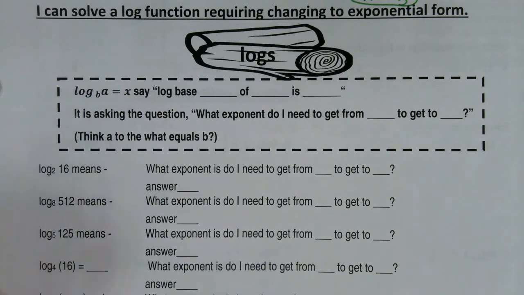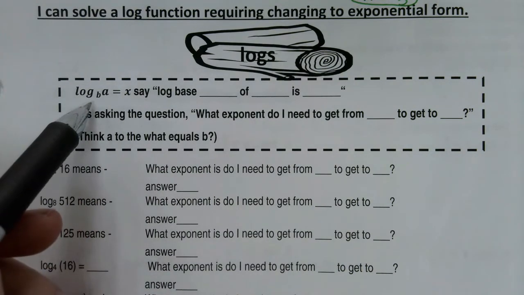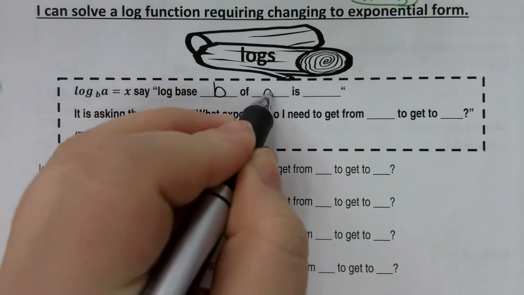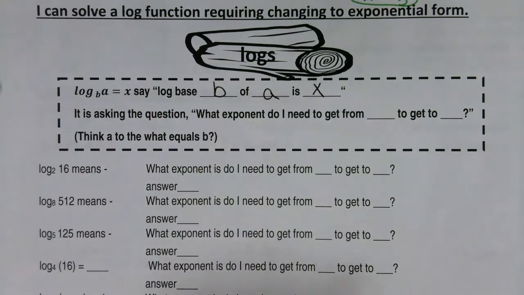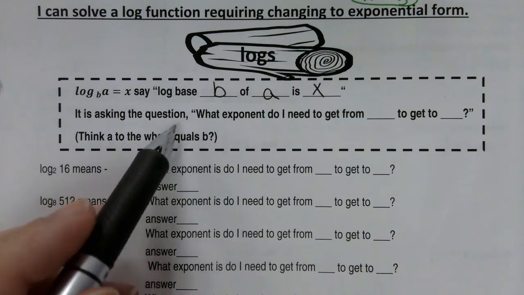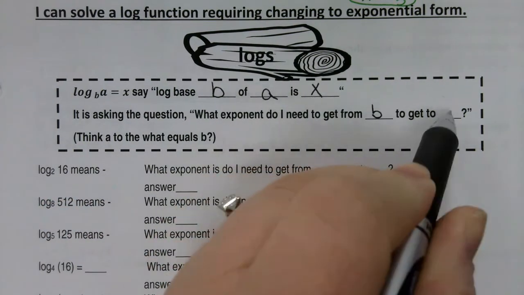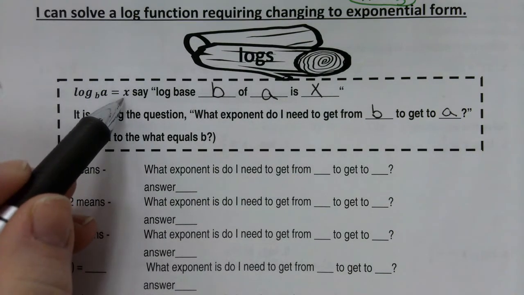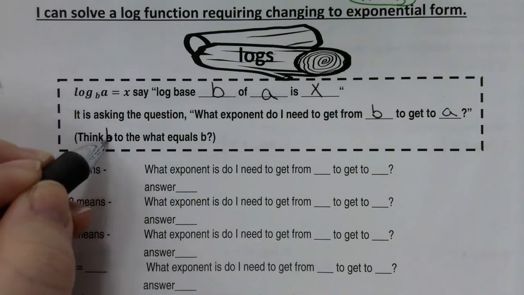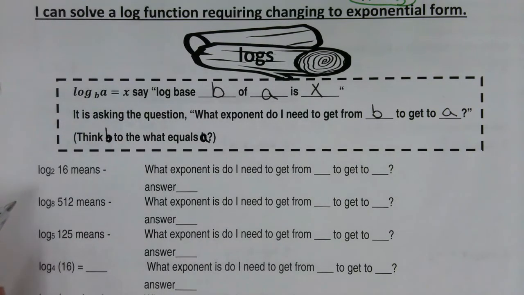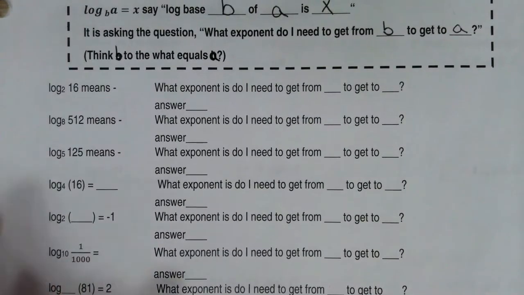So a log that looks like this, a log equation, we would read this as log base b of a is x. And it's just asking a question. It's asking what exponent do you need to get from a base of b to get to a? And the answer would be what it equals, x. Or you could rethink to yourselves, b to the what equals a. So let's practice that a little bit on the next few problems here.